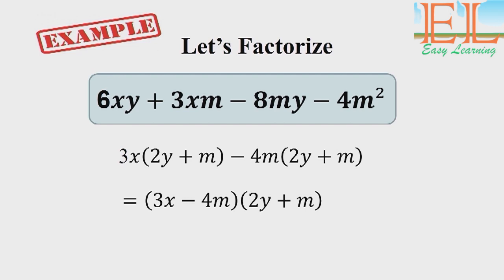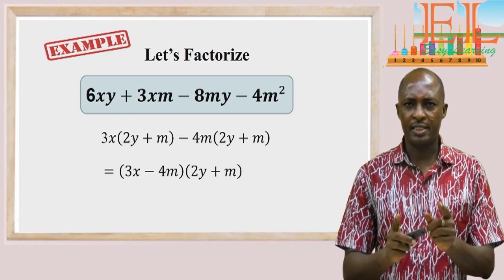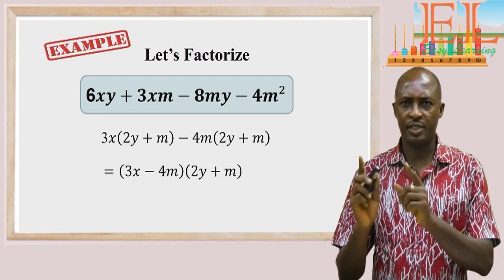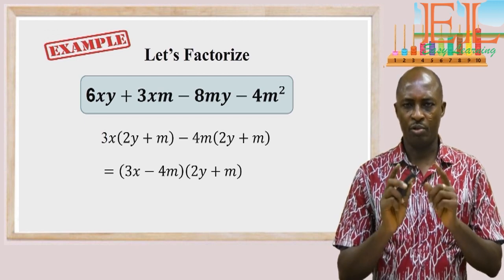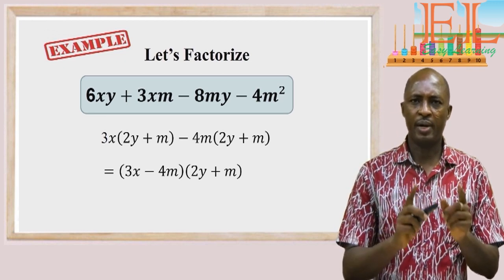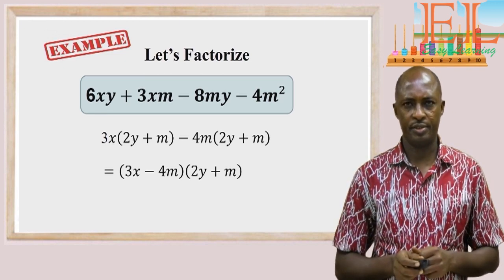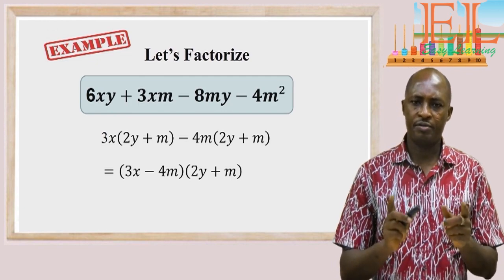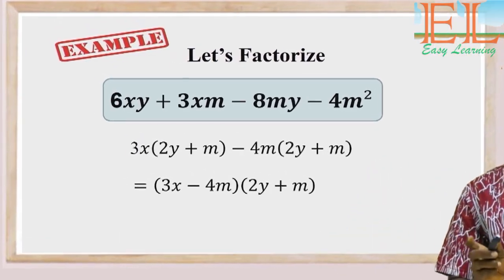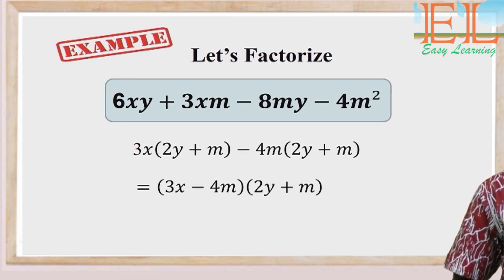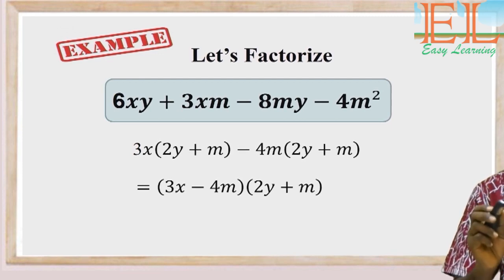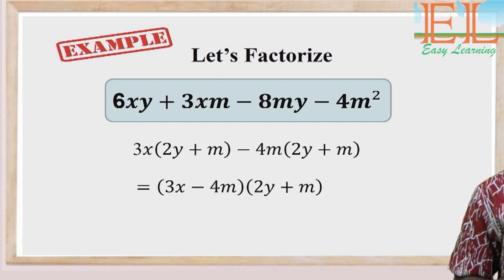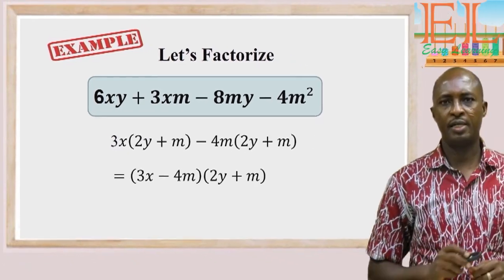In questions such as this, after the first factorization of the pairs, you must realize that the brackets are both the same. And when that happens, you combine the terms outside the brackets. So I now have 3x minus 4m in one bracket, multiplying 2y plus m. And we are only taking one because they are both the same. And I'm done with my factorization.